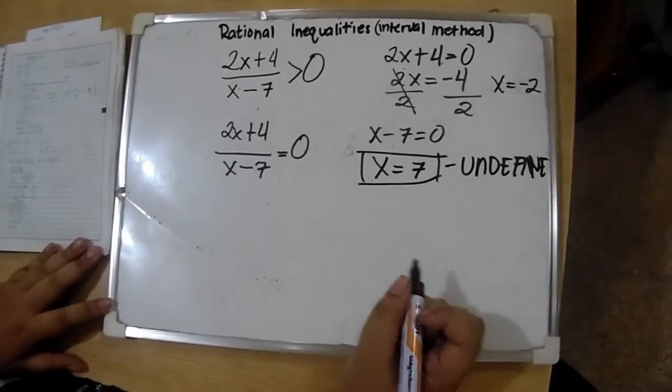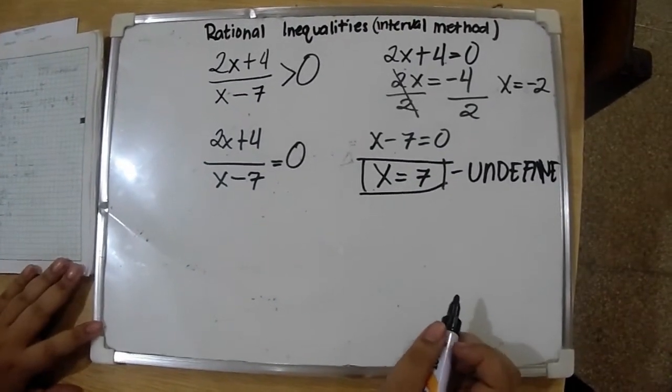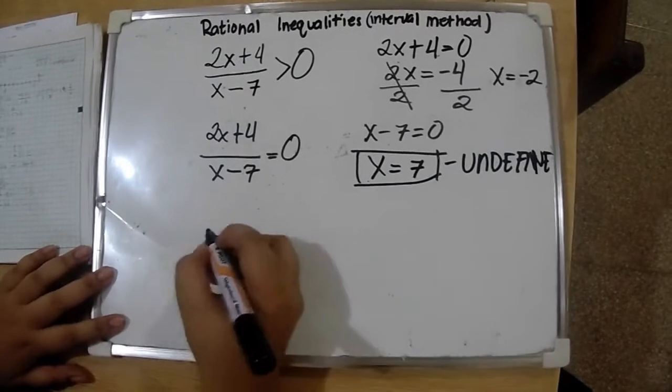So now, we're going to make a number line so that we can mark the critical values on it.